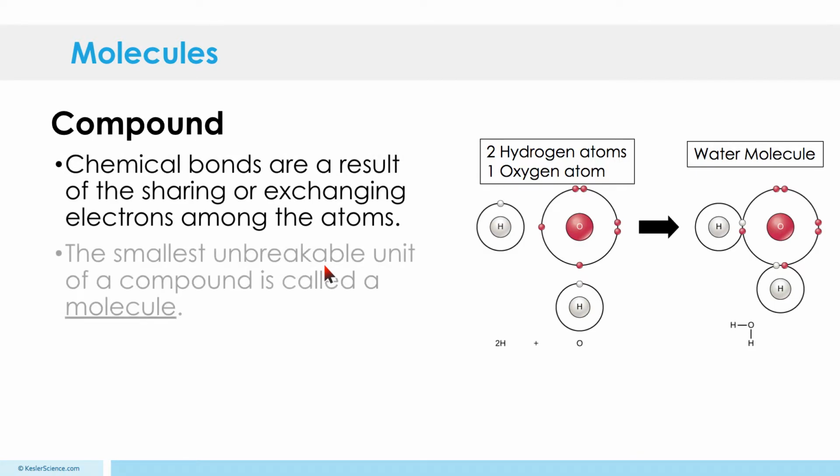So here we go. We're looking at our friend H2O, and these chemical bonds are a result of the sharing or exchanging of electrons among the atoms. The smallest unbreakable unit of a compound is called a molecule. In this case, you have two hydrogen atoms, each of them with one valence electron. Remember, group 1 loves to give away their valence electrons and become positive ions. Oxygen needs 2, and there are 2 hydrogen atoms, each with 1 that would love to share, and so they do. That's why water is so very stable.